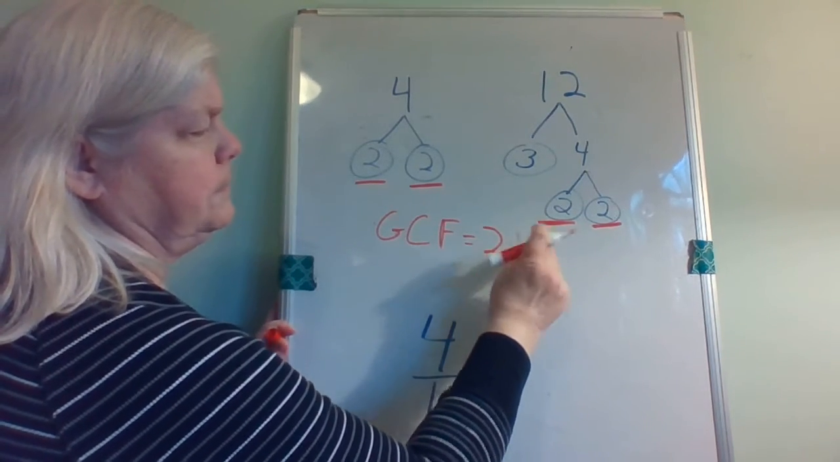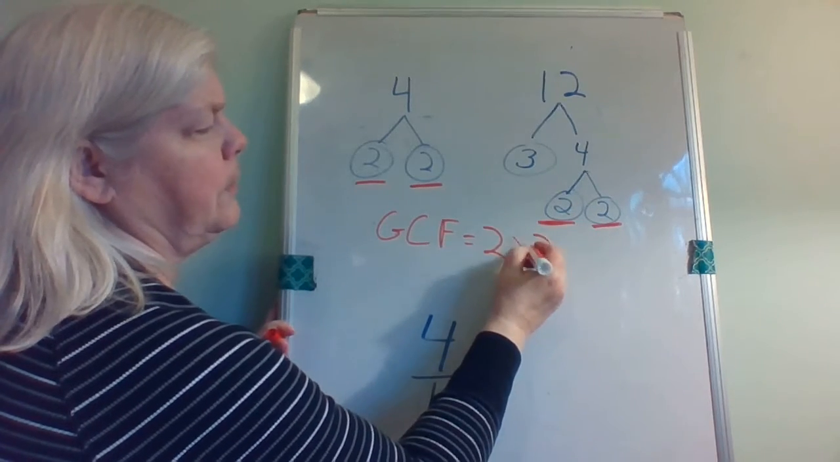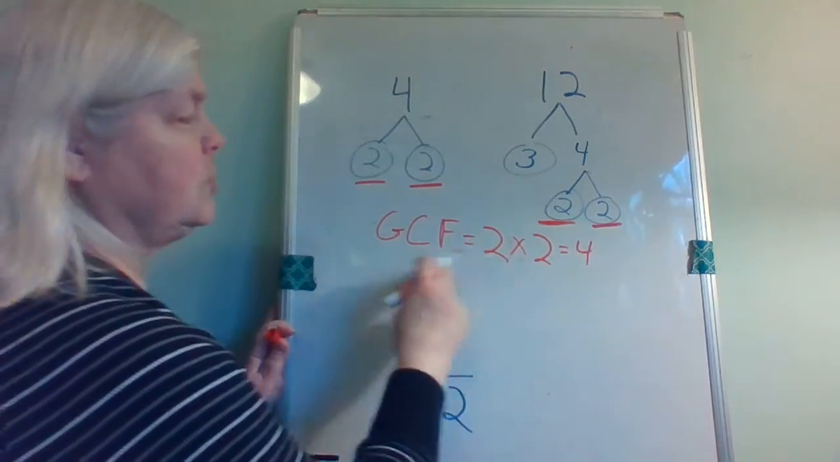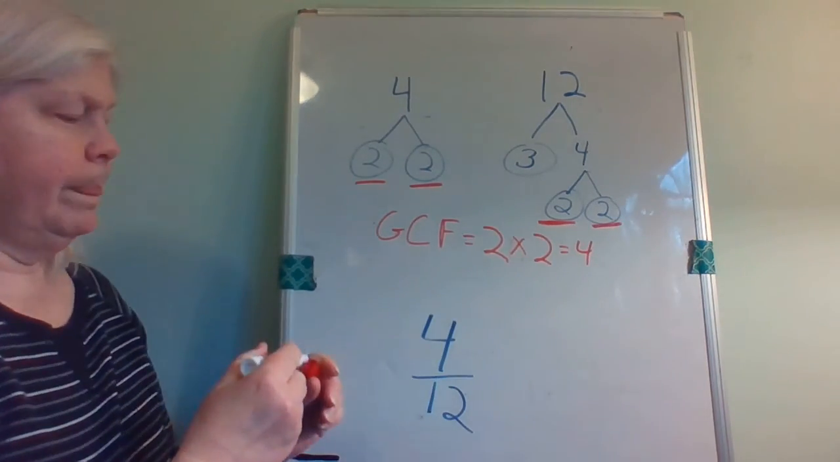Sorry, that's a funny multiplication sign. There we go. 2 times 2 is 4. So our GCF is 4.